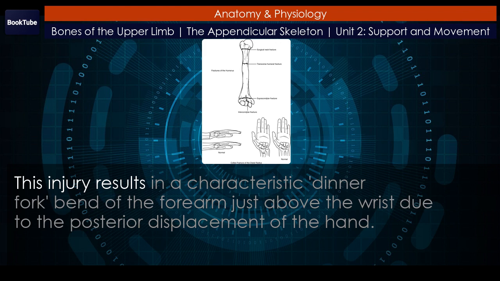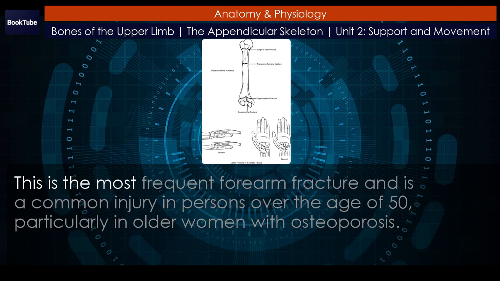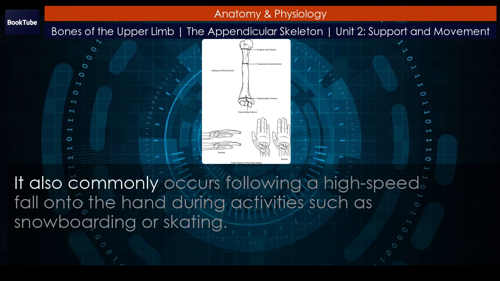This injury results in a characteristic dinner fork bend of the forearm just above the wrist due to the posterior displacement of the hand. This is the most frequent forearm fracture and is a common injury in persons over the age of 50, particularly in older women with osteoporosis. It also commonly occurs following a high-speed fall onto the hand during activities such as snowboarding or skating.